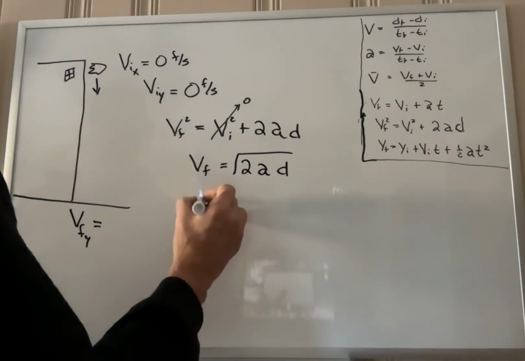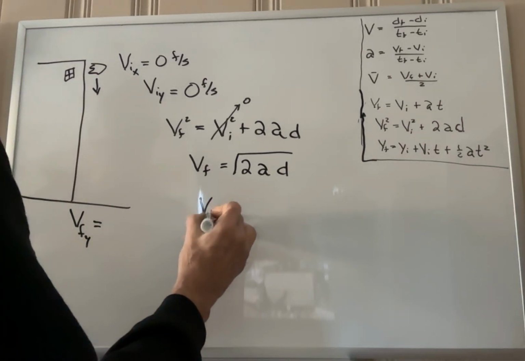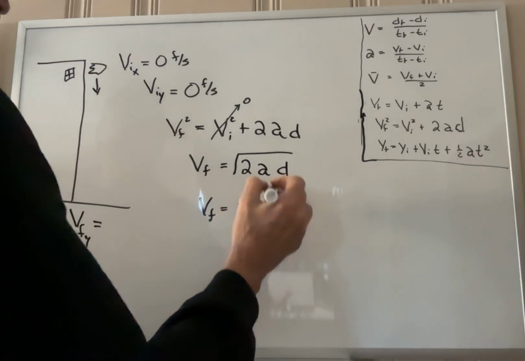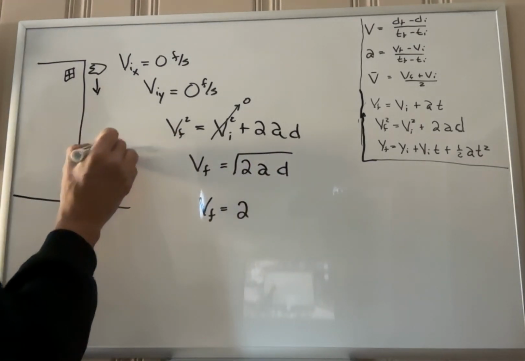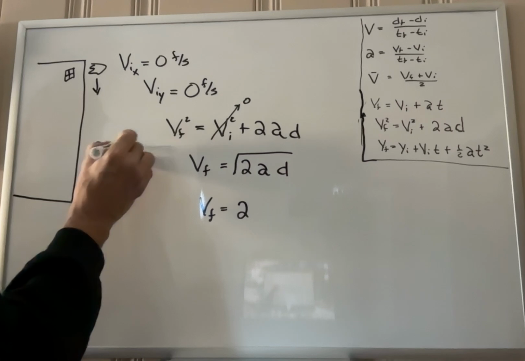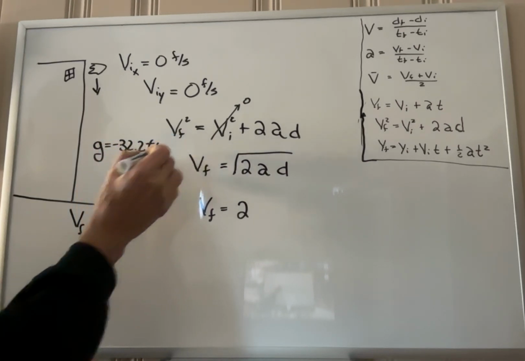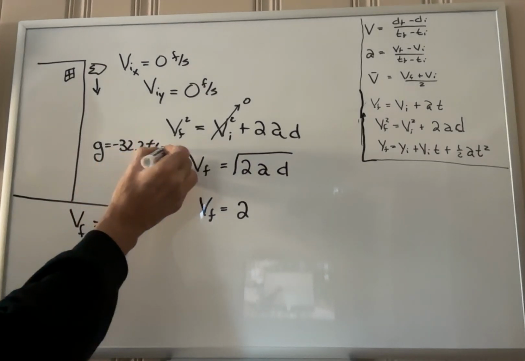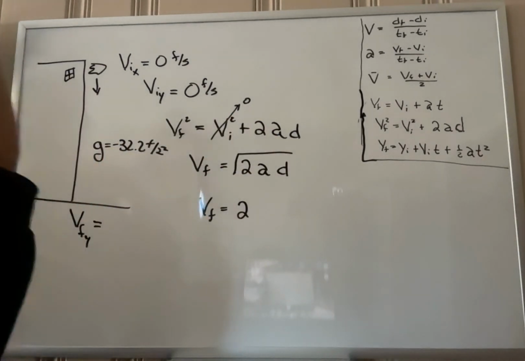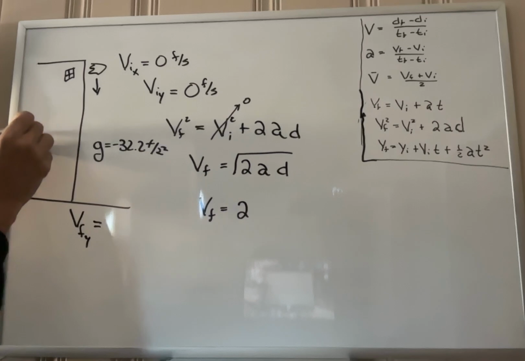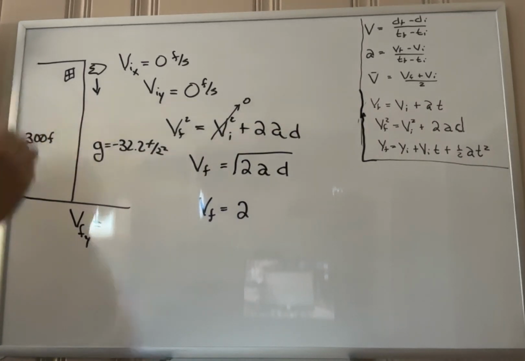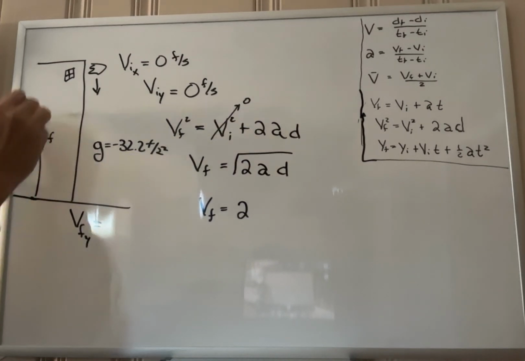So how would we find that? Velocity final is going to be equal to the square root of 2 times the pull of gravity, which I'm going to say is 32.2 feet per second squared. I don't care if you use metric; you can use the metric system, and the reasoning is still the same. Let's just say that this building is 300 feet in the air. From here to here is 300 feet.